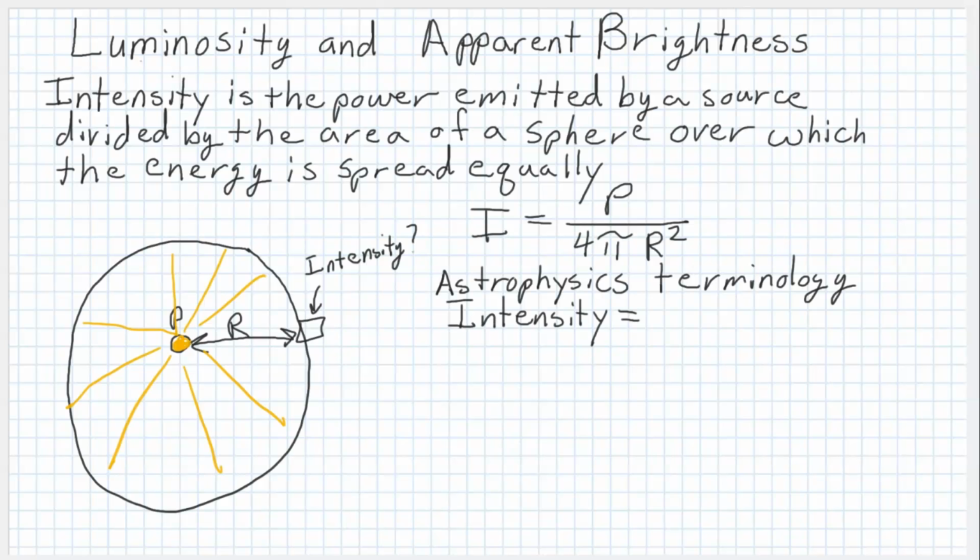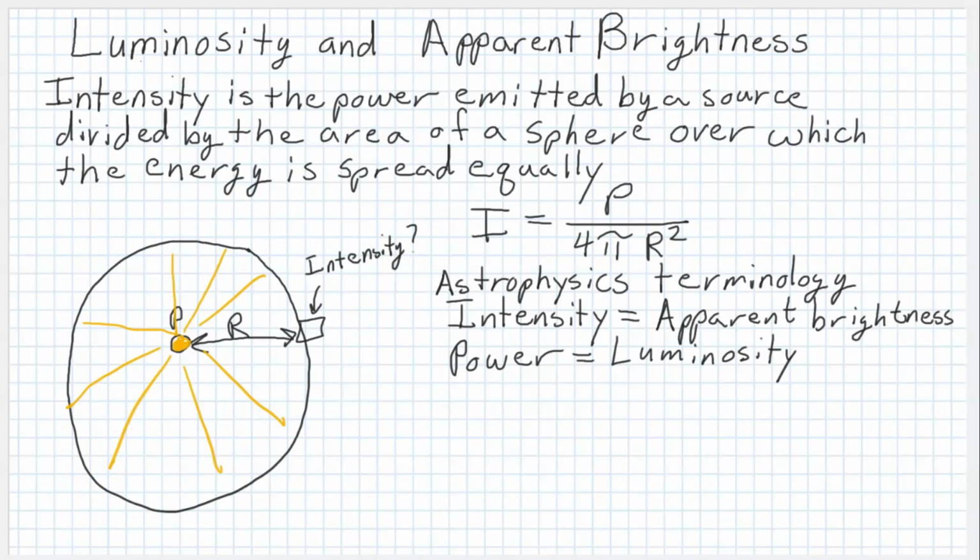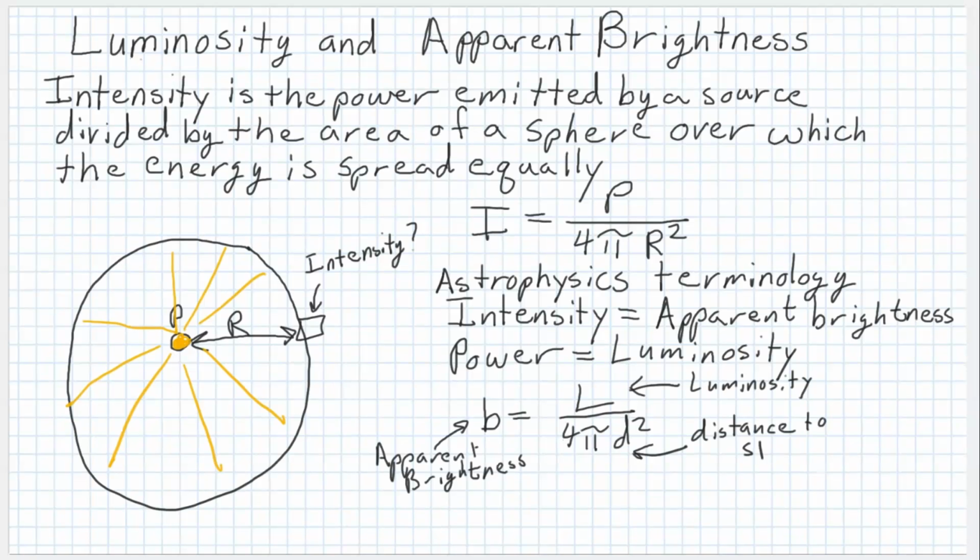Instead of intensity, we're going to use the term apparent brightness. And instead of power, we're going to use the term luminosity. So the more powerful a star, the more luminous it would be. So apparent brightness will replace intensity. Luminosity, L, will replace power. And 4 pi, I'm going to say the distance to my star squared, will determine. Okay, I'll just annotate my equation really quickly.